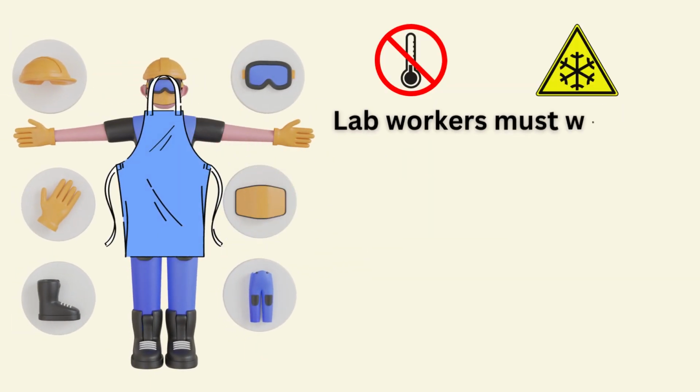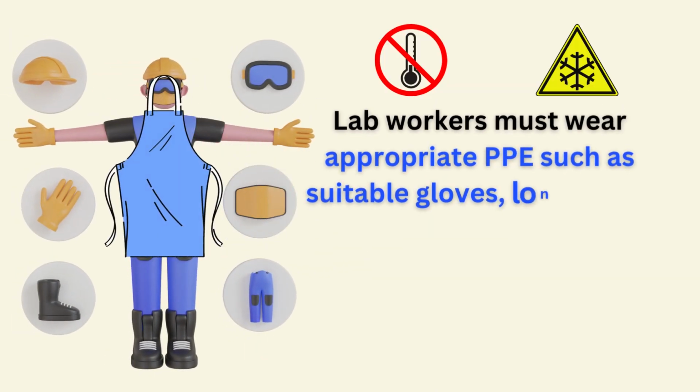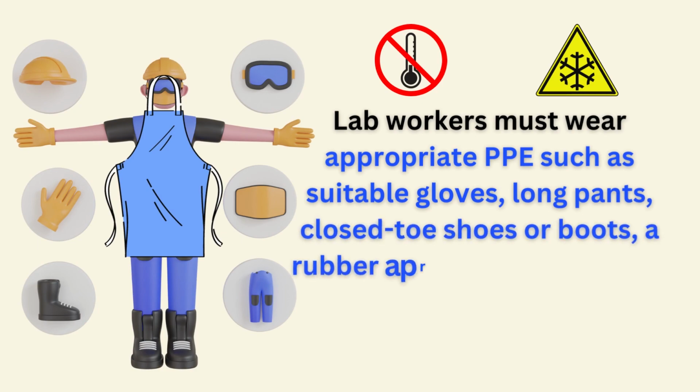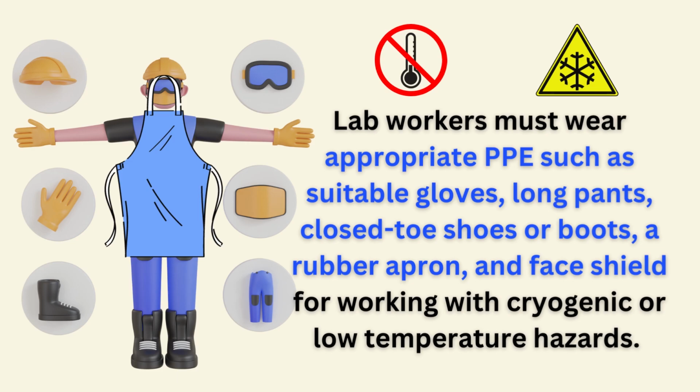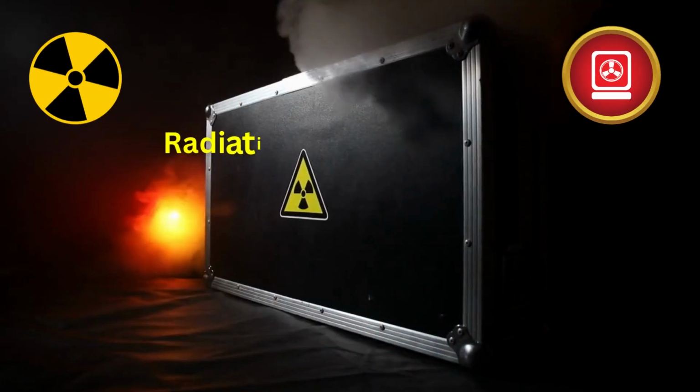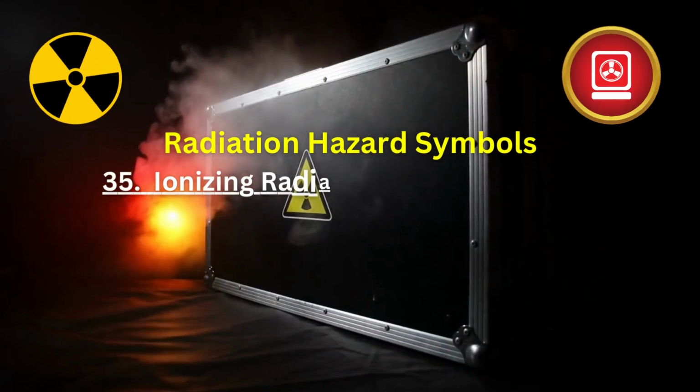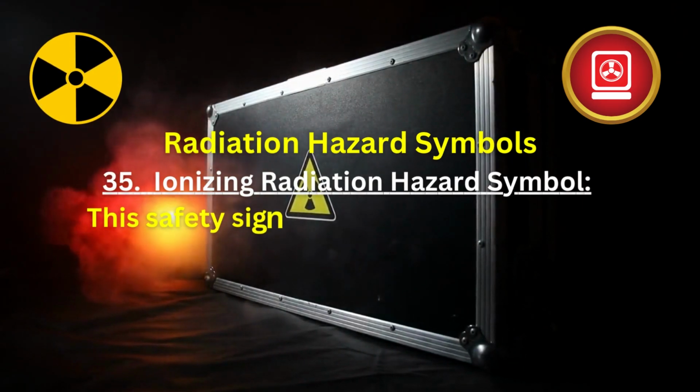Lab workers must wear appropriate PPE such as suitable gloves, long pants, closed-toe shoes or boots, a rubber apron, and face shield for working with cryogenic or low-temperature hazards. Radiation hazard symbols. 35. Ionizing radiation hazard symbol.